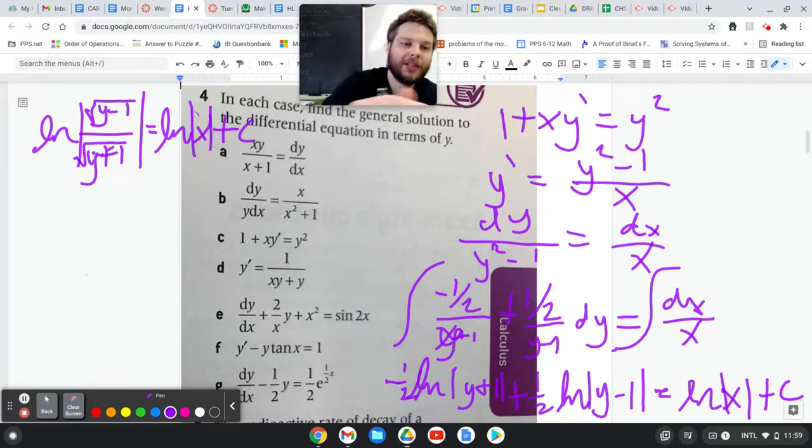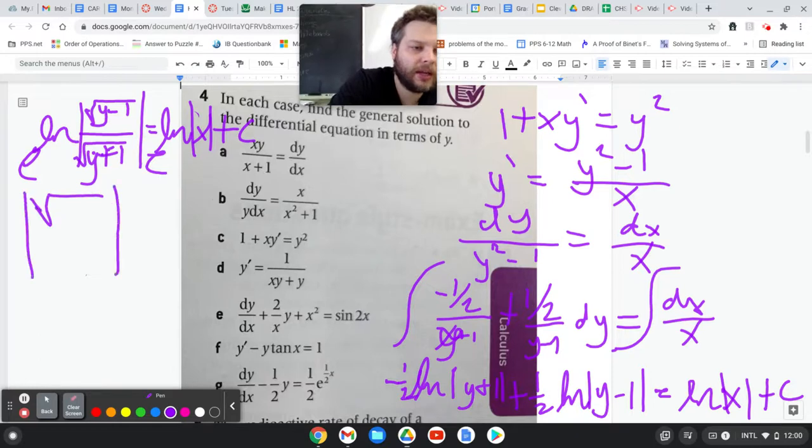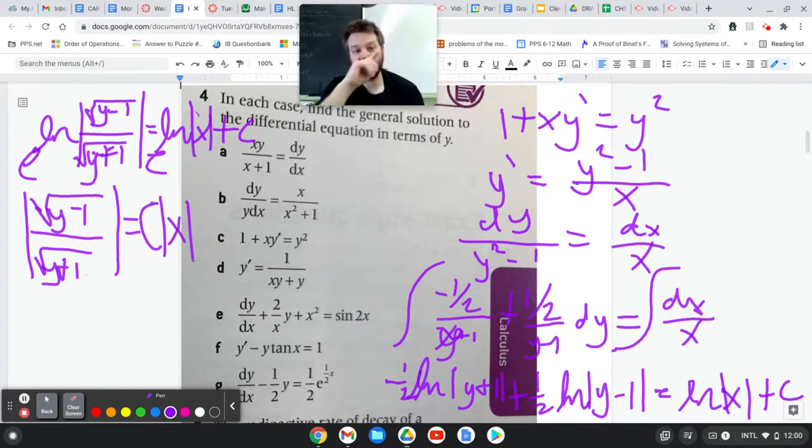We're going to exponentiate both sides, drop the c down in front, all that fun stuff, canceling out the natural logs. So now we have absolute value square root y minus 1 over square root y plus 1, cancel out the natural log, so we have c times absolute value of x.